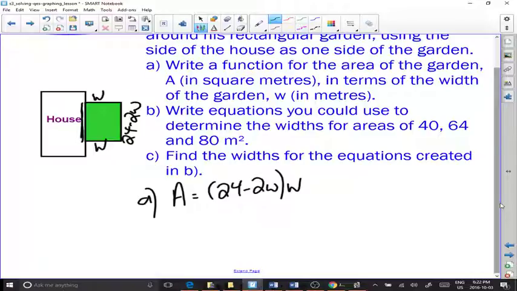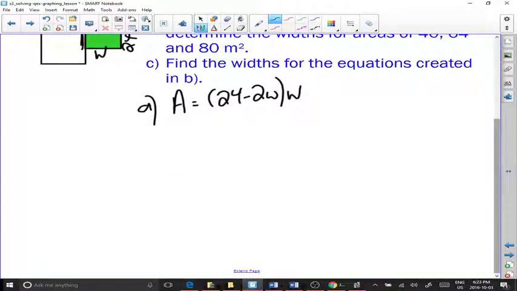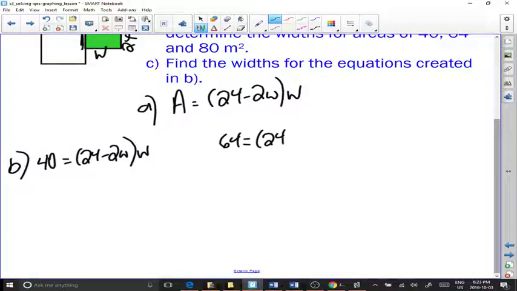Now, find equations where the area is 40, 64, and 80 meters squared. So 40 = (24 - 2W)W. 64 = (24 - 2W)W. And 80 = (24 - 2W)W.